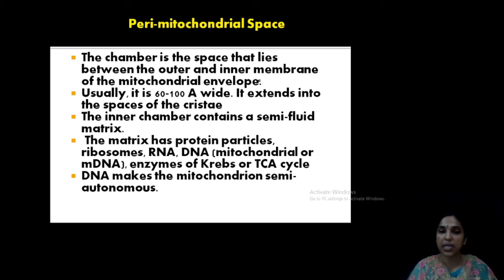You know what the Krebs cycle or TCA cycle is? Tricarboxylic acid cycle. Okay. And DNA makes this organelle semi-autonomous, which I already discussed. So, a two membrane structure: outer membrane, inner membrane. The inner membrane is folded inside, increasing the surface area of activity, and has some particles known as F0, F1 particles. In between the membranes there is a space, the perimitochondrial space, and inside the inner membrane the matrix is filled with enzymes, DNA, RNA, and so on.